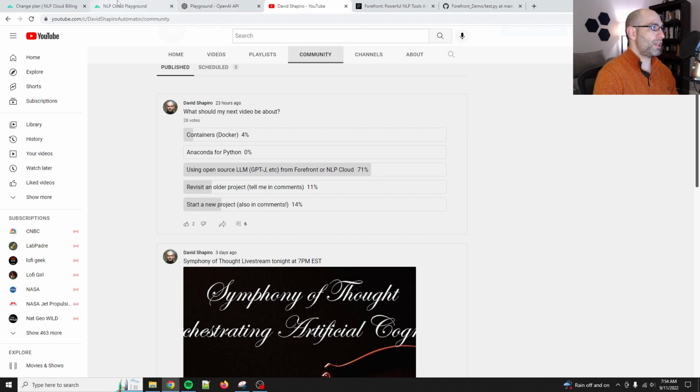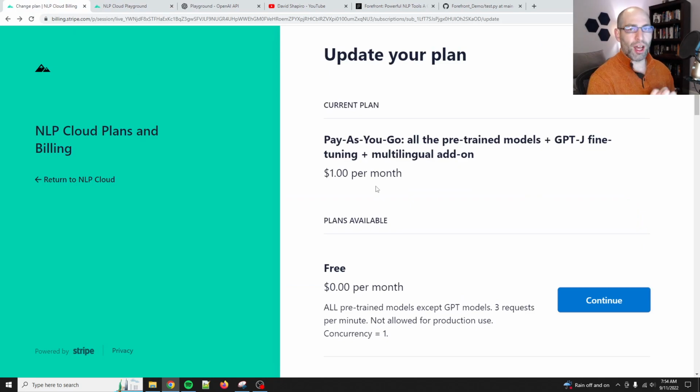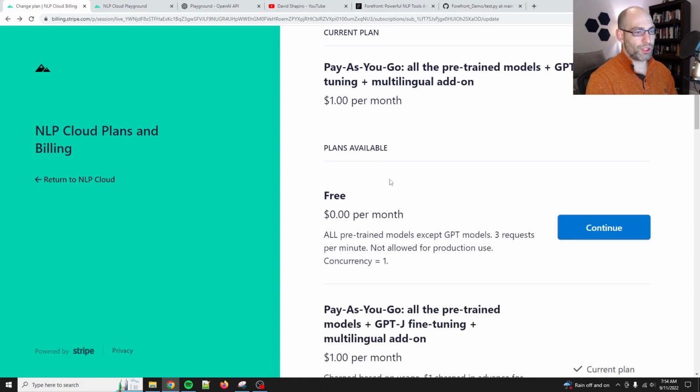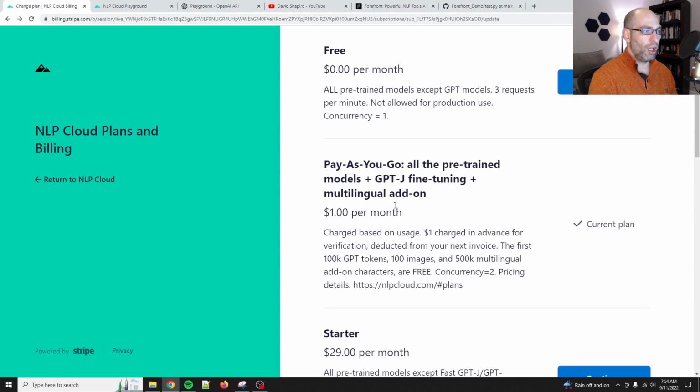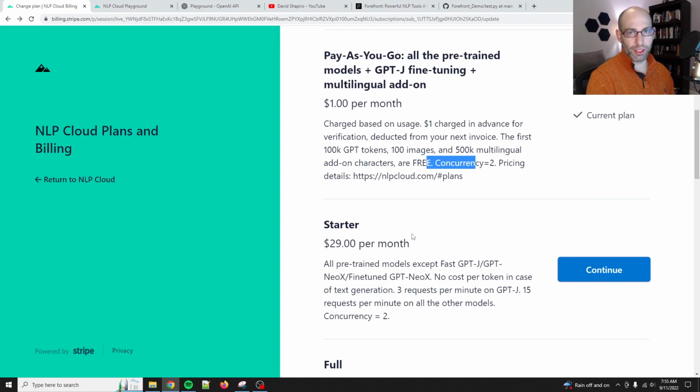But what I haven't shown you is NLPCloud. So NLPCloud, they have a lot of options. I did not look at their plans, but someone in the Discord said, just do the pay as you go and start there. So that's what I did. I signed up for pay as you go. It charges you a baseline of $1 per month, and then you get the first 100,000 tokens free. 100 images and 500,000 multilingual add-on characters are free. I don't know if that's per month or total, but whatever. That's still a good amount, just for testing it out.